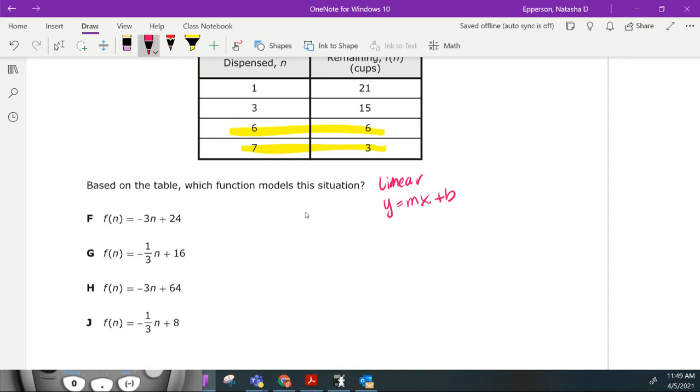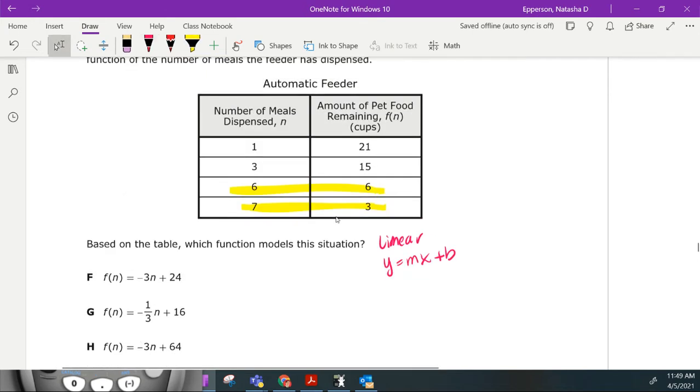This is my y value. This here is my y, f of n. That's your y value. That's the same thing as n. So I'm going to say 3 minus 6 over 7 minus 6. 3 minus 6 gives me negative 3, and then over 7 minus 6 gives me 1. So our slope is going to be negative 3.